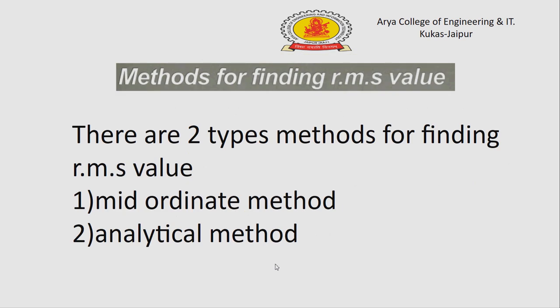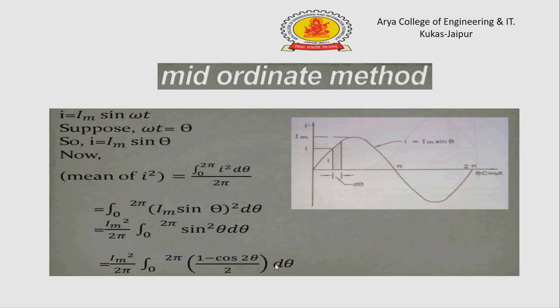Method of finding RMS value. There are two methods of finding RMS value. First is the mid-ordinate method and second is the analytical method. Now the mid-ordinate method: the AC waveform is shown in the figure. On the y-axis the value is I and on the x-axis the value is theta.